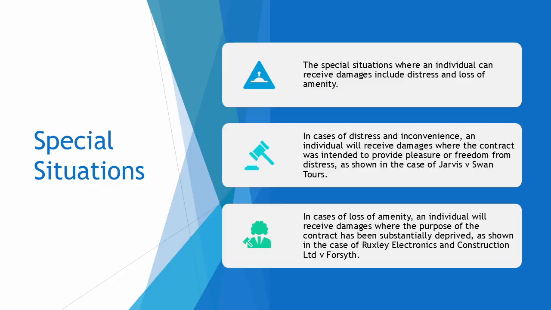Special situations. The special situations where an individual can receive damages include distress and loss of amenity. In cases of distress and inconvenience, an individual will receive damages where the contract was intended to provide pleasure or freedom from distress, as shown in the case of Jarvis v. Swan Tours. In cases of loss of amenity, an individual will receive damages where the purpose of the contract has been substantially deprived, as shown in the case of Ruxley Electronics and Construction Limited v. Forsyth.